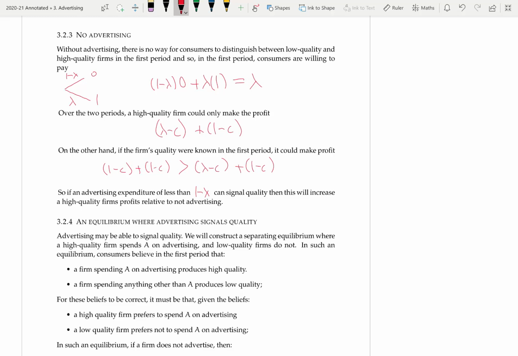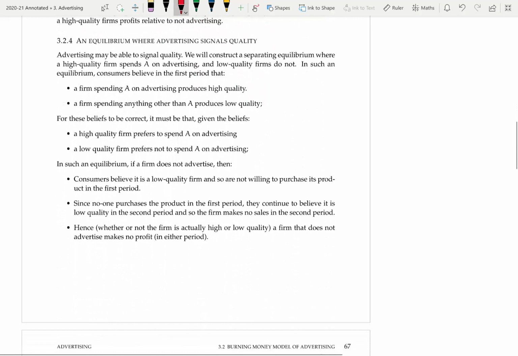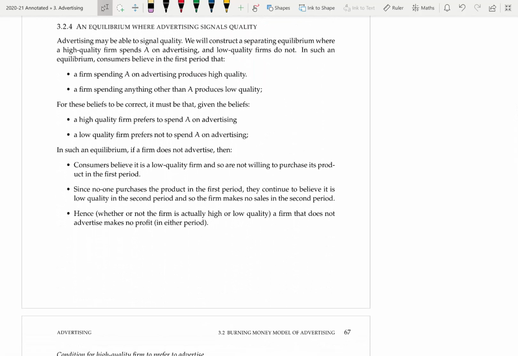Remember, the total demand here is 1. So if advertising can signal quality, a high quality firm potentially may be better off by signaling quality. So let's look for an equilibrium where advertising is able to signal quality. So we're going to construct what's called a separating equilibrium.